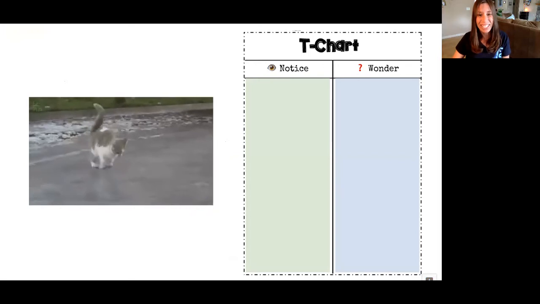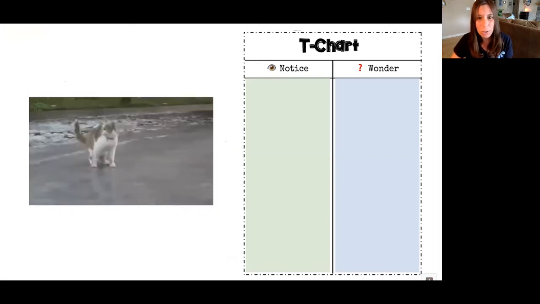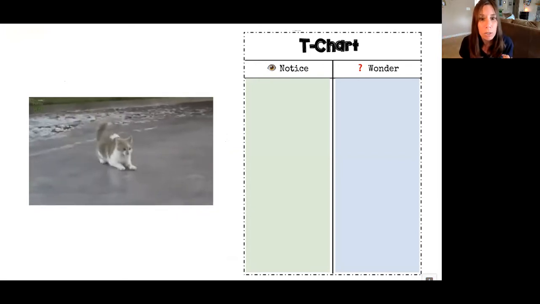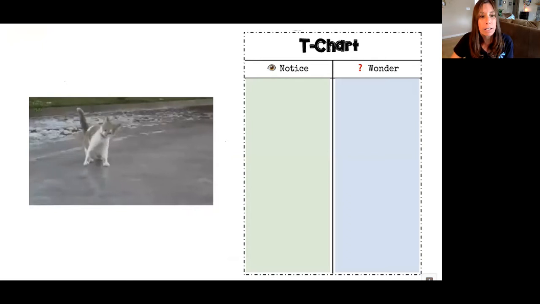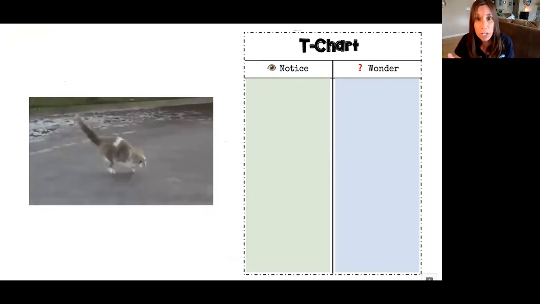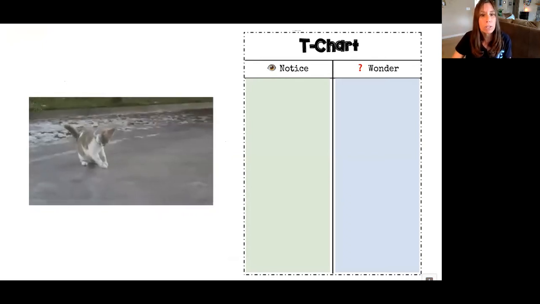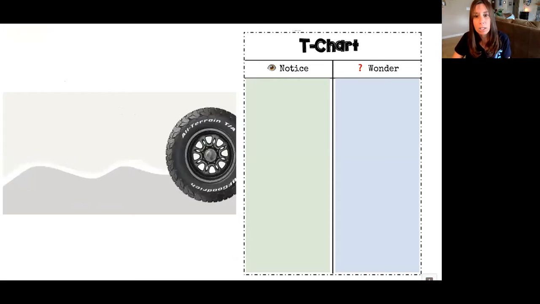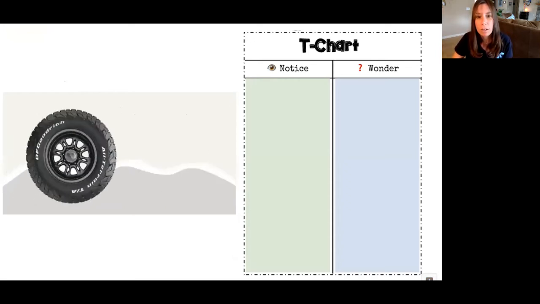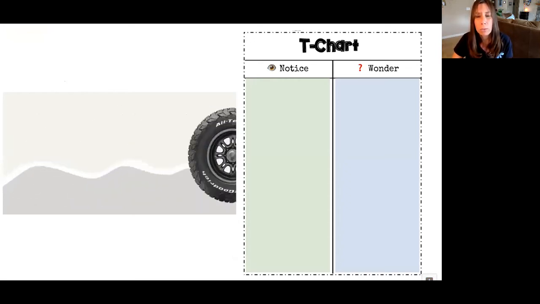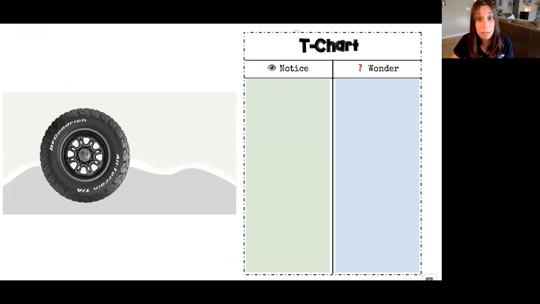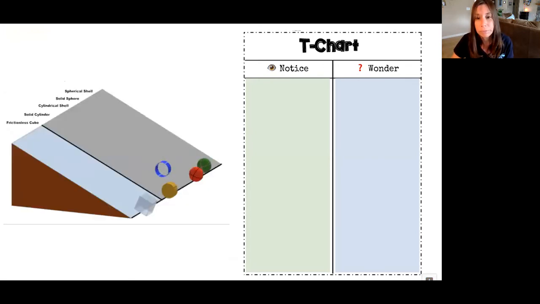The cat is so funny, right? What kind of surface is he on? What do you notice? What do you wonder about? Talk or think about friction as you notice and wonder. Look at this one here. What do you notice or wonder about with this tire rolling through this picture?